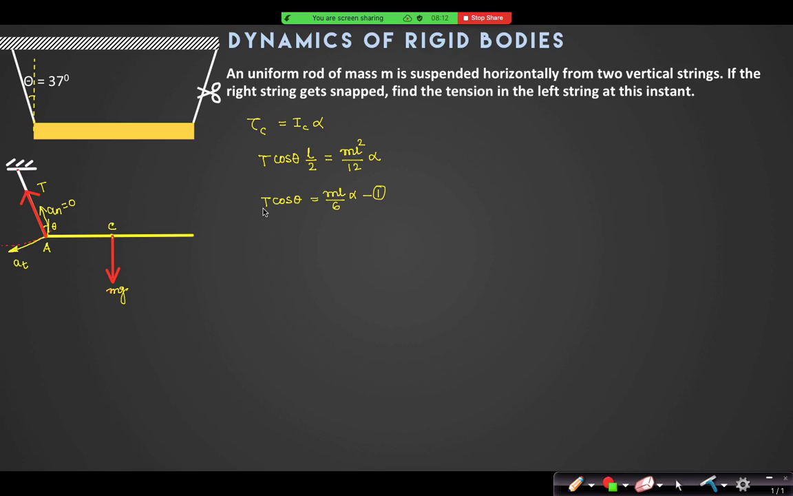This means the rod is also performing rotational motion. So how can I understand the rod's moment of inertia about that point? I am saying that I am taking torque about that point C. I'm not taking torque about this point.